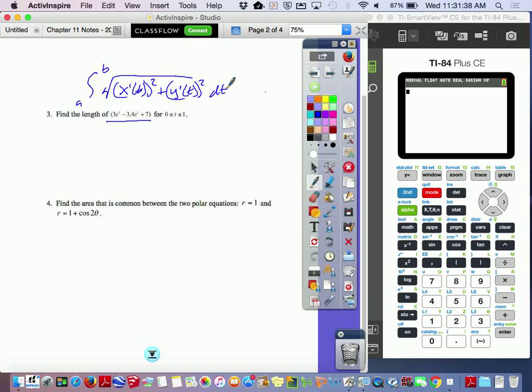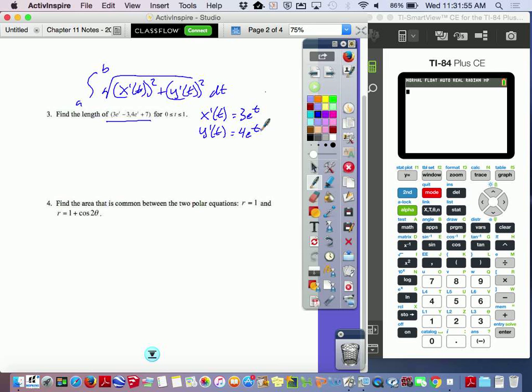dt. So our first thing we just need to make sure we do is that we find the derivative. So x'(t) would just be 3e^t, and y'(t) would be equal to 4e^t.